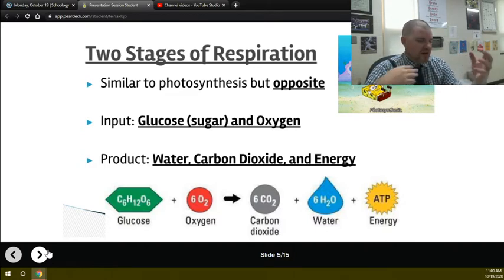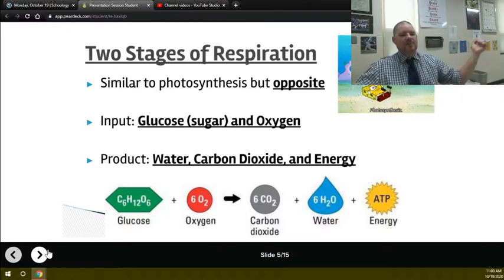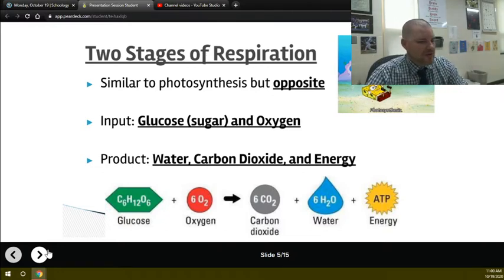What happens is that when we get those first two things, sugar and oxygen, we mix them together inside of our cells. The reaction happens, and then in the aftermath, we end up making water and carbon dioxide and giving off a little bit of energy. It is that energy that we then use to power everything that we have inside of our cells.